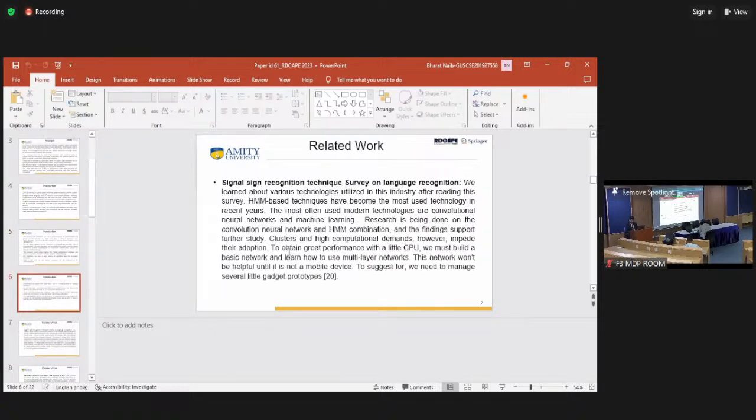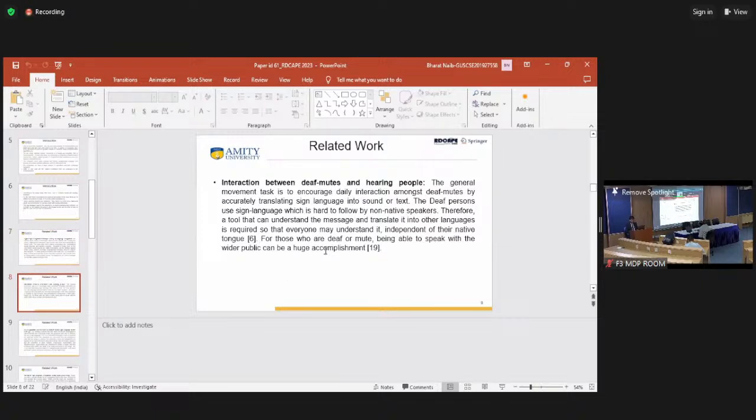The basic idea is to use the sign language recognition technique, surveyed based on language recognition, which uses HMM based techniques. Now there are clusters and high computational demands that hamper their adoption. Okay. Now interaction, how the deaf mutes and hearing people interact. This is the basic problem.